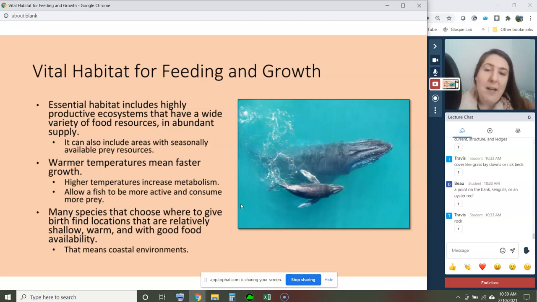So that means that many species that choose where to give birth or where to lay their eggs will find locations that are relatively shallow, warm, and with good food availability. And from what we've learned, we know that means many coastal environments. And so coastal environments can be key vital habitat for feeding and growth for many species at some point in their life.